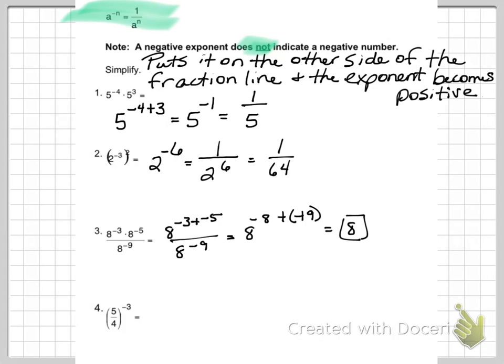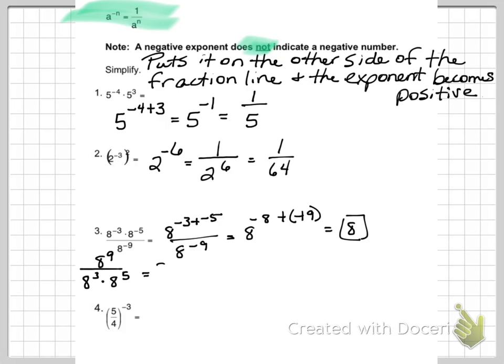Now the way I really like to do these kind of problems is like this. I make them all negative exponents first. So I draw my fraction line, and then I switch things around. 8 to the negative 3 will go on the bottom as 8 cubed. 8 to the negative fifth goes to the bottom as 8 to the positive fifth. And 8 to the negative ninth comes into the numerator, again goes to the opposite side of the fraction line, and the exponent becomes positive.